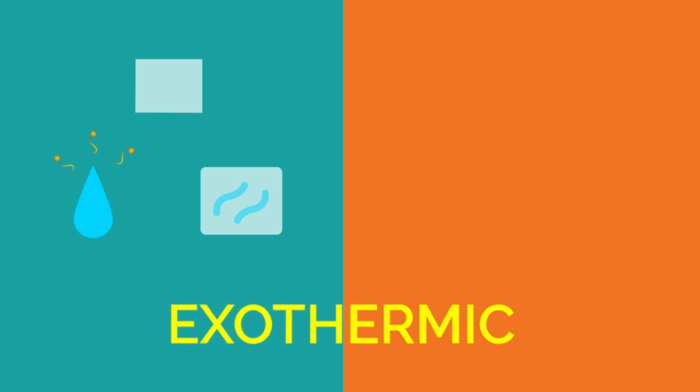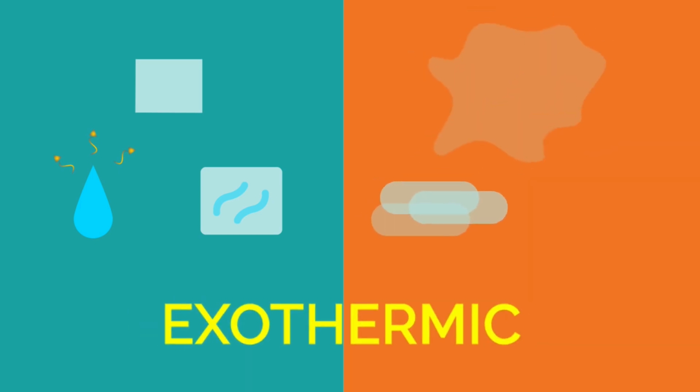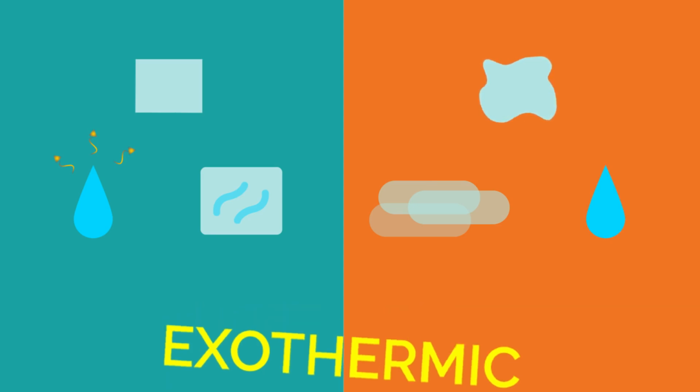When something freezes, it goes from liquid to solid. Bonds need to be made for this to happen, and to make bonds you need to do some work, thus energy is given out and freezing is exothermic. Similarly, when condensation happens, because a gas is going to liquid, again bonds need to be made, and so energy is given out. So freezing and condensation are both exothermic.